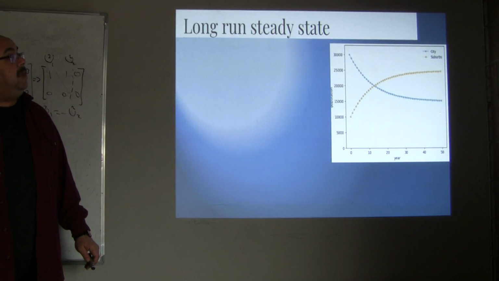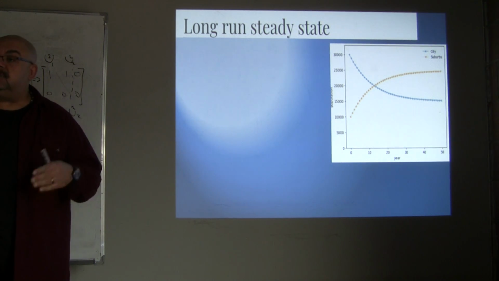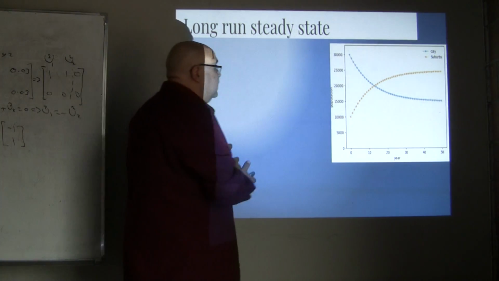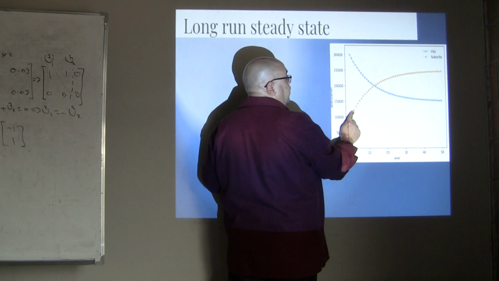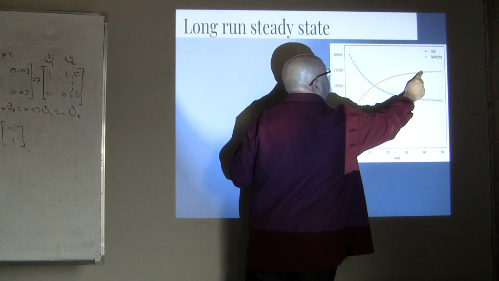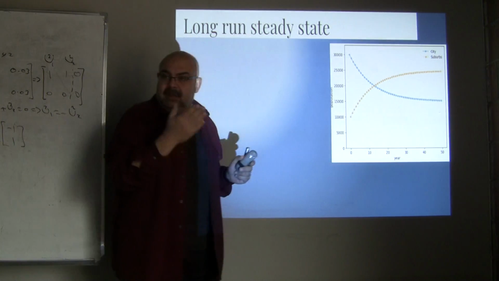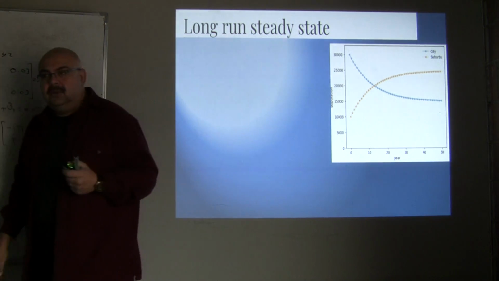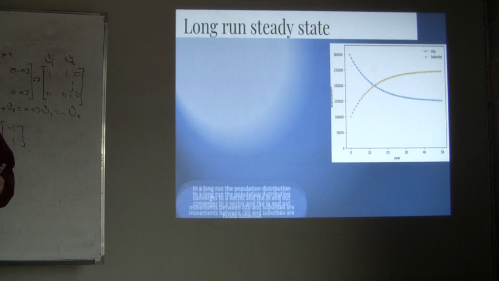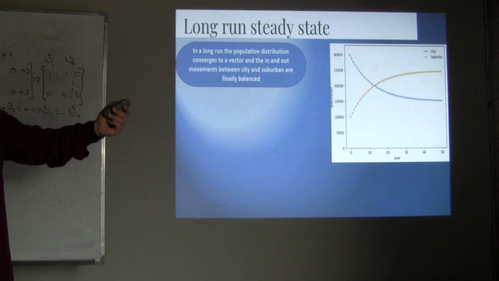Okay, how is it going to be in the long run, after 100 years, after 60 years, after 70 years? As you can see, the population in the suburbs will increase till a certain value, and then the change will be just negligible, and the same for the city. So this is why we call it the steady state. And it may happen at a certain period of time, but it will take time.